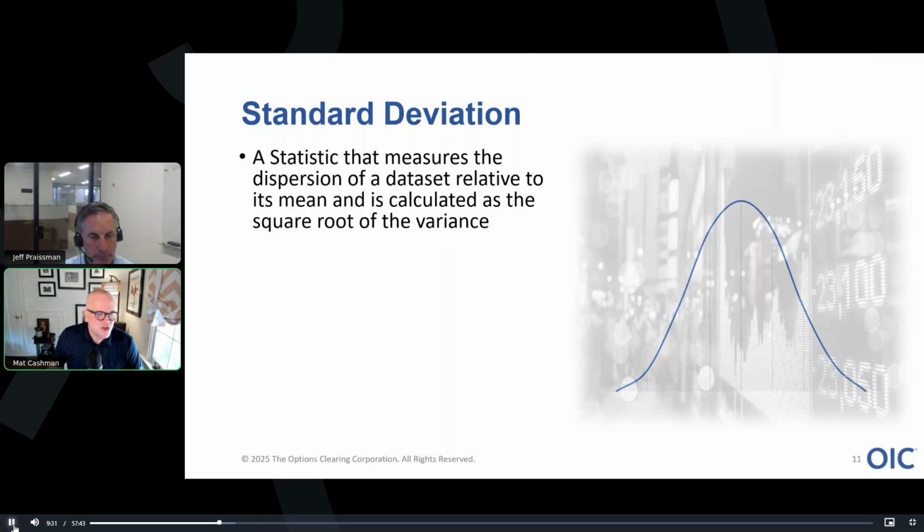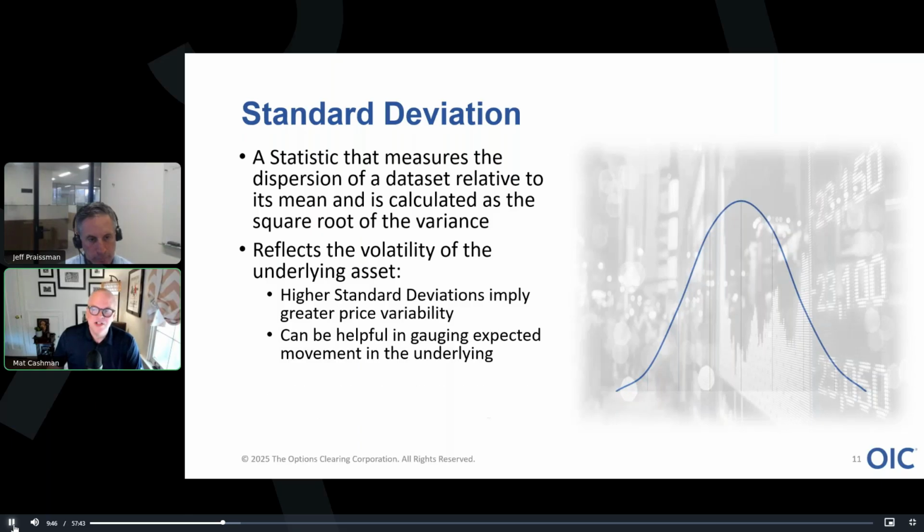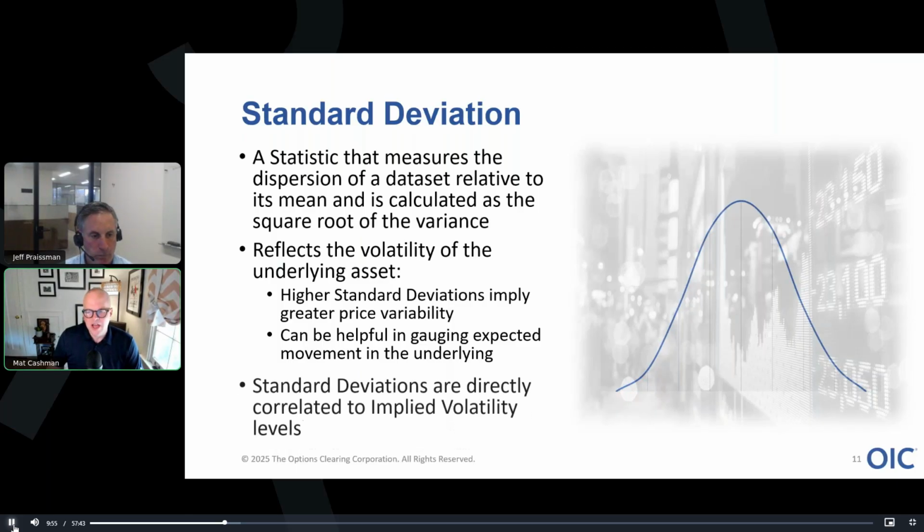Standard devs are a statistic that measures the dispersion of the data set relative to its mean, and it's calculated as the square root of the variance. It's reflective of the volatility of the underlying asset. So higher standard devs imply greater price variability, and it can really be helpful in gauging how you think about expected movement in the underlying.